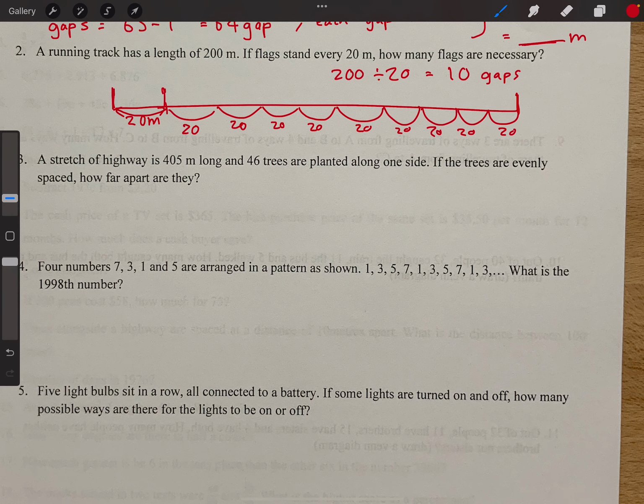Now how many flags are there? I can actually draw the flags here and you can count them, but remember, the number of flags or poles is always 1 more than the number of gaps. If there are 10 gaps, there should be 11 flags. Okay, so there's your answer right there.